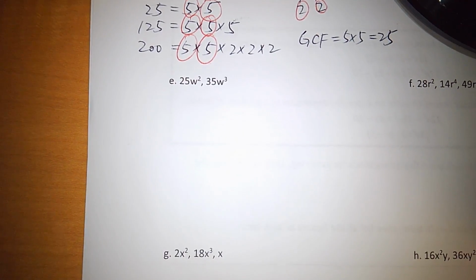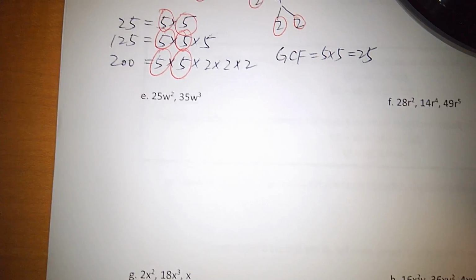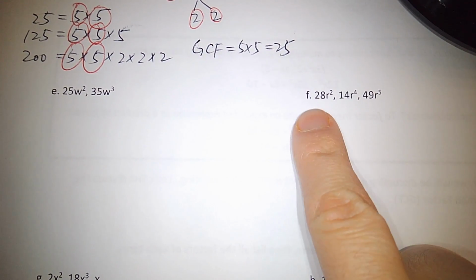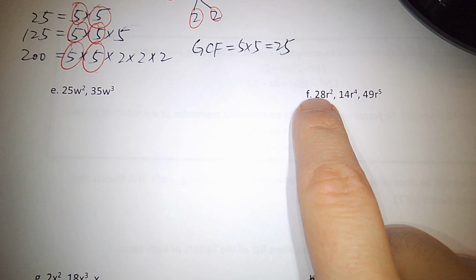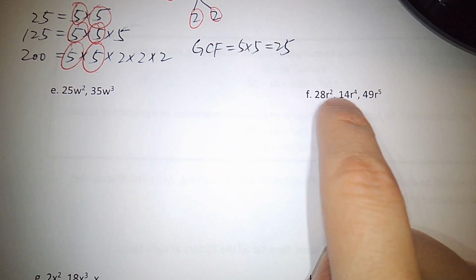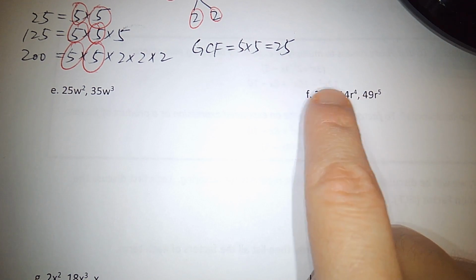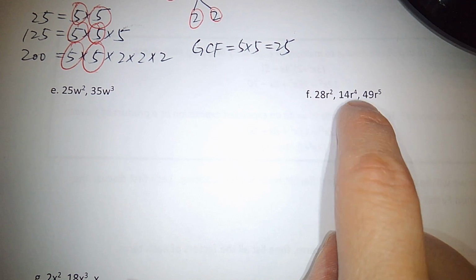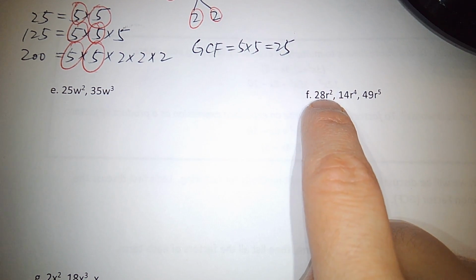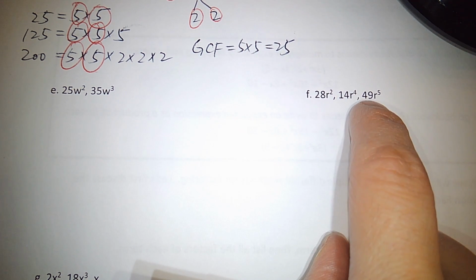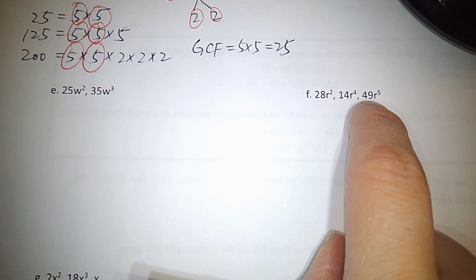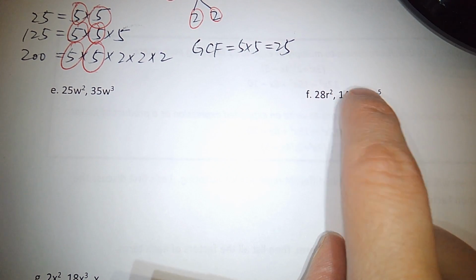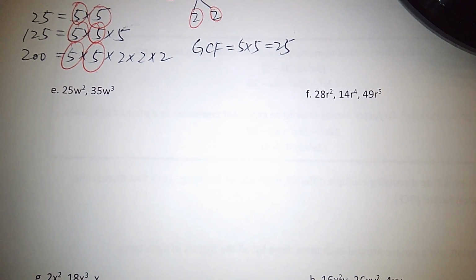How about if we have a list of terms? Sixth example, let's look at question F. What is the greatest common factor of this list of terms? So this list of terms has what? A coefficient, which is a number, right? In front of it. Also, it has variables with exponents, right? So to find the GCF, we are going to find a GCF of this list of numbers, right?